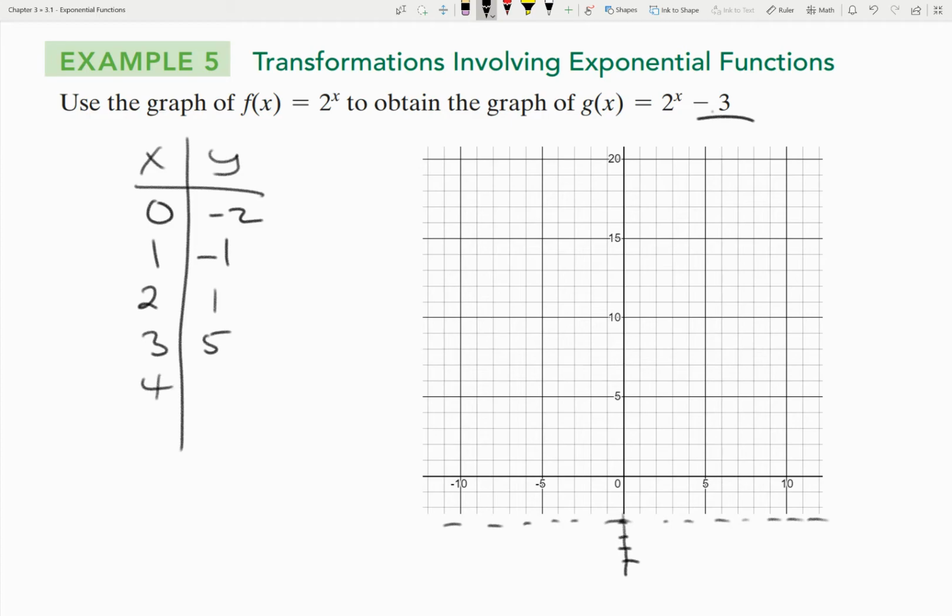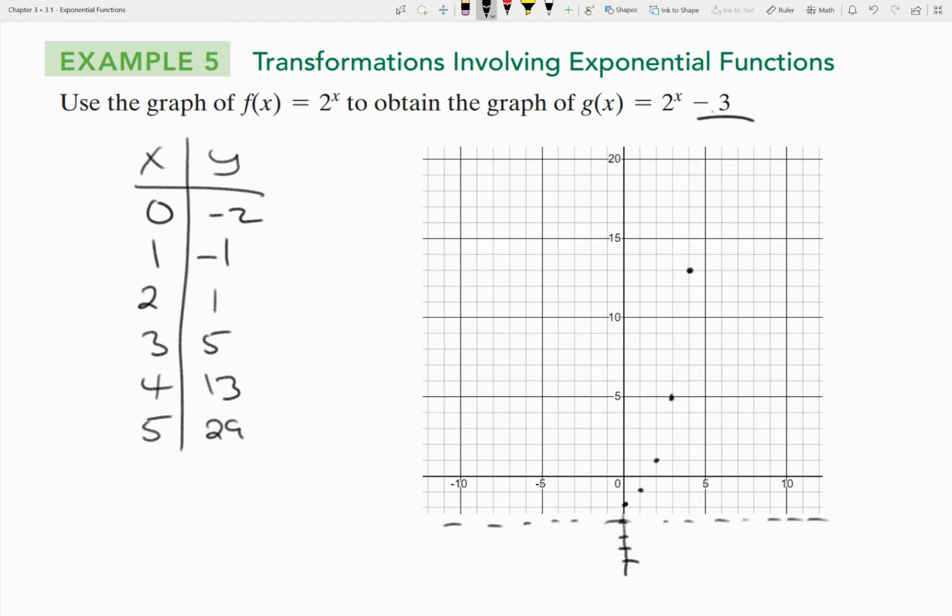Now we get 2 to the 4 is 16, minus 3 is 13. Plug in 5. Can we fit 5? 2 to the 5th is 32 minus 3 is 29. Not quite. I know that the other ones are going to be fractions, but I don't want to subtract 3 from them, so I'm just going to start with this. 0 would be -2, so that's right there. 1 would be -1. 2 would be +1. 3 would be +5. 4 would be +13.